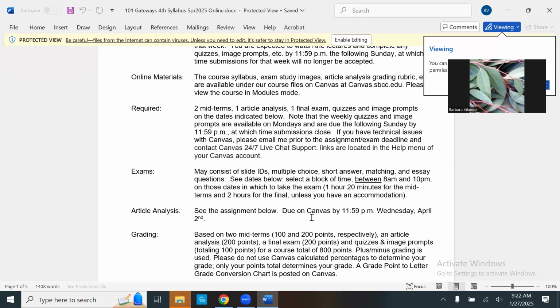Now, the exam closes at 10 p.m. So if you start the exam at 9:30, you will only have 30 minutes to complete the exam. So if you want the full 80 minutes, you need to start the full 80 minutes before 10 p.m., okay? I'll explain the article analysis in a minute. It's due Wednesday, April 2nd. Please make a note of that date.